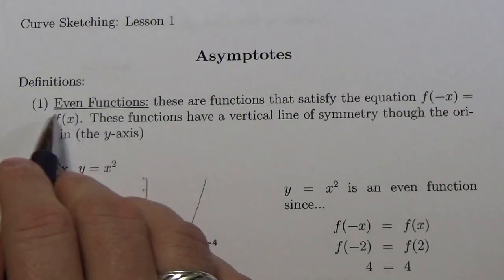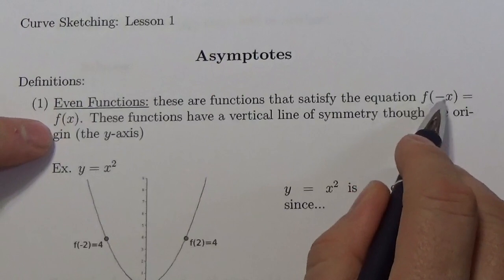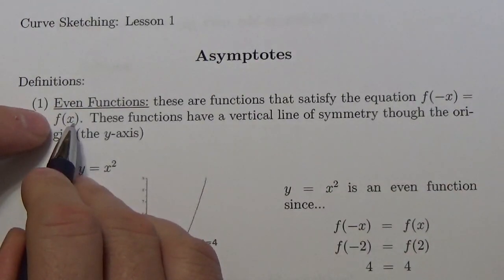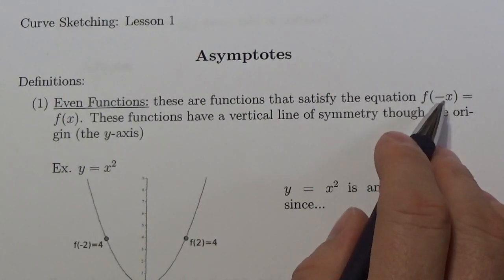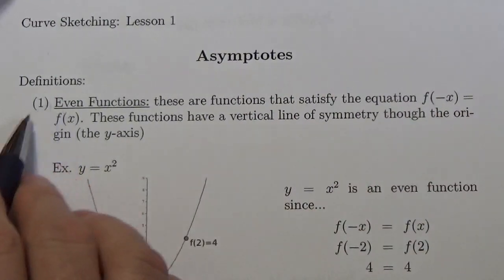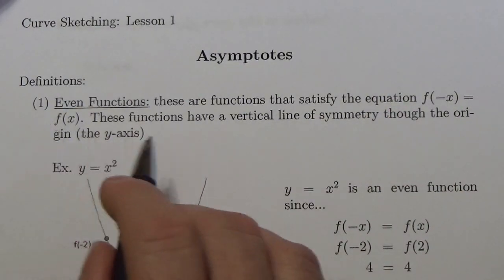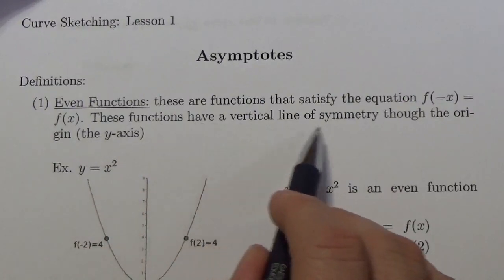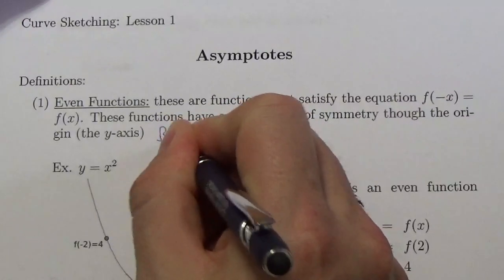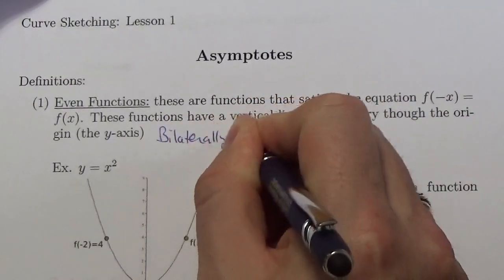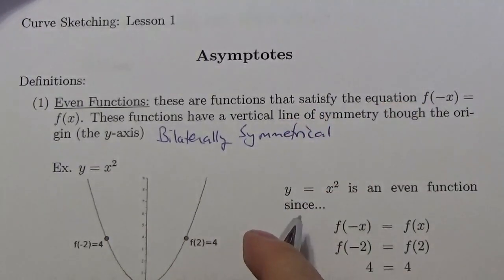So, even functions are functions that satisfy the equation f of negative x is equal to f of x. In other words, when I replace the independent variable with its negation, the negation basically disappears. That is equivalent to the original function. These functions have a vertical line of symmetry through the origin, in other words, the y-axis. They are bilaterally symmetrical, symmetric about the y-axis.